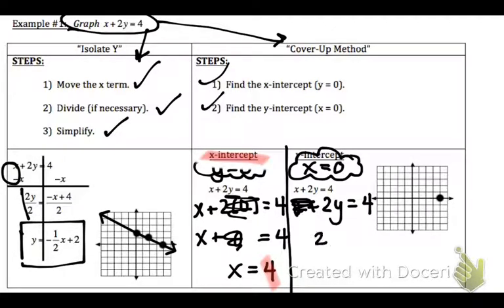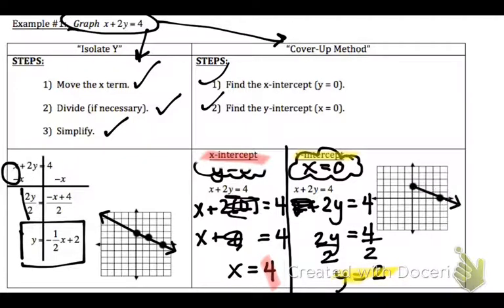So I get 2y equals 4, divide by 2's, and y equals, what's 4 divided by 2? 4 divided by 2 is 2. So for this one, now my y-intercept has to be 2. So on the y-axis, I'm going to put a dot at 2.